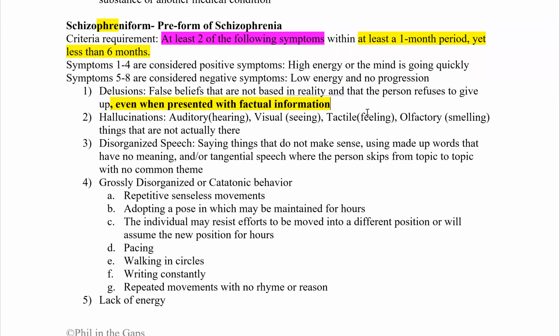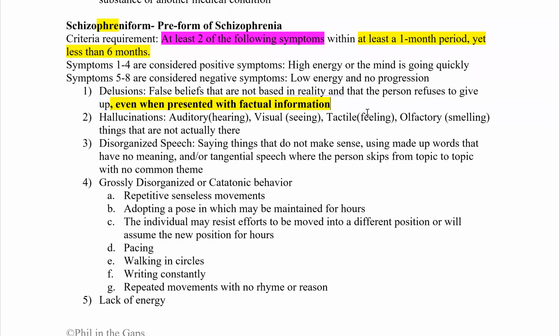So repetitive or senseless movements, adopt and impose, which can be maintained for hours. The individual may resist efforts to be moved into a different position or assume the same new position for hours as well. Pacing, walking in circles, writing constantly, writing letters to people, feeling like they're reaching top executives of different situations, repetitive movements with no rhyme or reason.